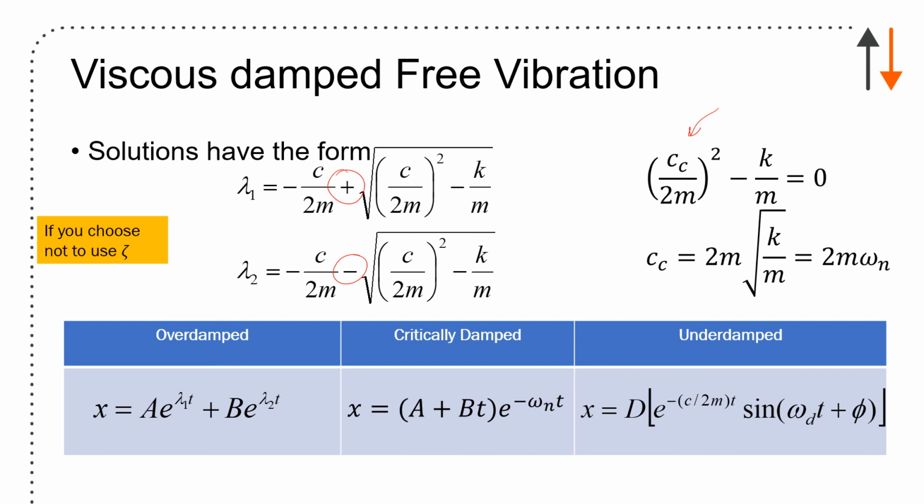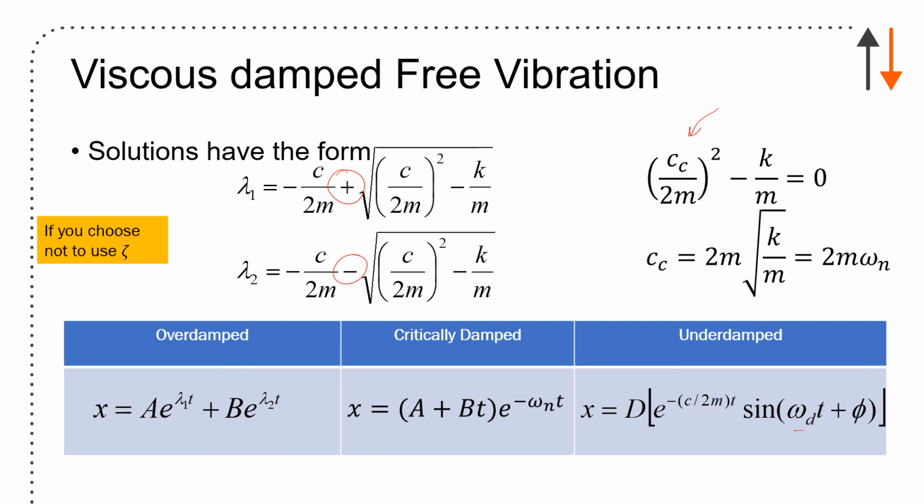There's two solutions to this. In critically damped, you have x equals a plus bt e to the minus omega nt. In this case, you have two roots of the same value, and that's why you end up with a solution like this. In the underdamped case, you have x equal to some constant times a logarithmic decline, sine omega damping t plus phi.